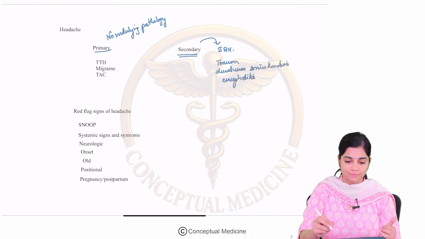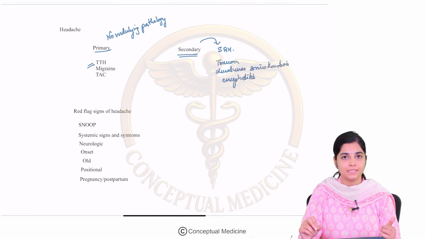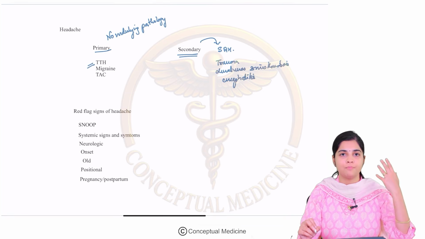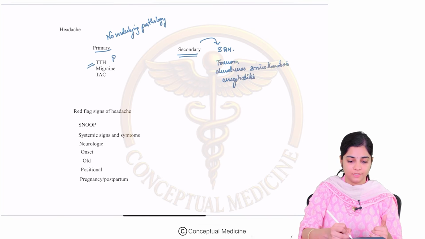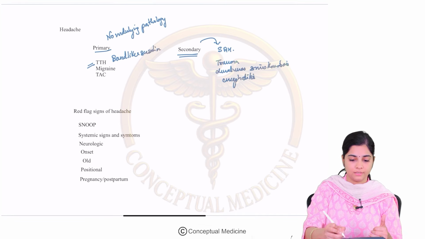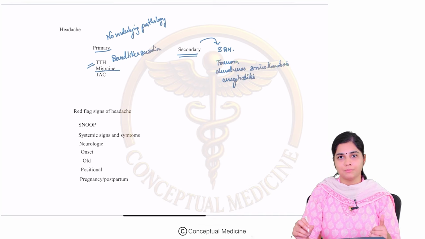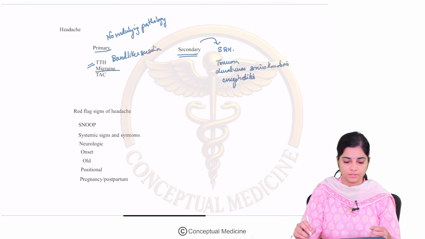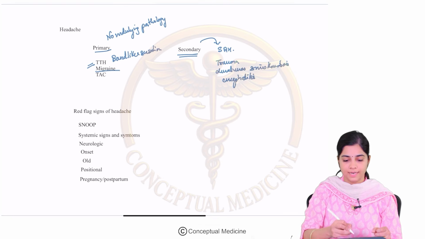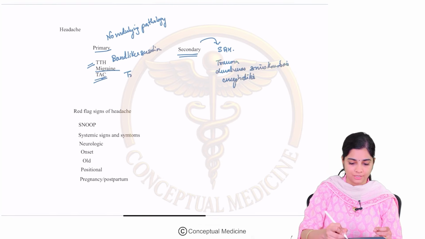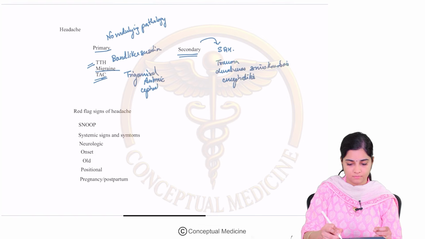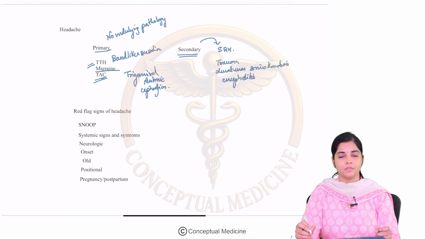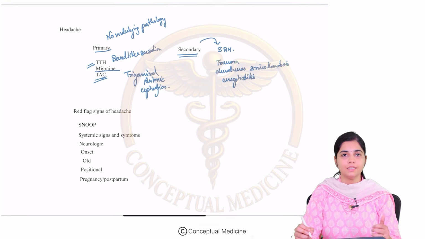So any secondary pathology which results in headache is called a secondary headache. What are the primary headaches? We have tension type headache, TTH, where you have a band-like sensation over the forehead. The second most common primary headache is the migraine disorders, which we will be focusing on now. And we have the trigeminal autonomic cephalgias, TAC. So this is your primary versus your secondary headache.